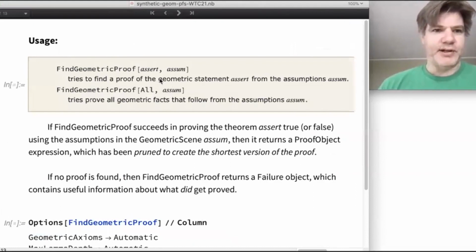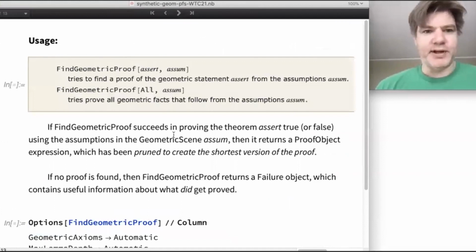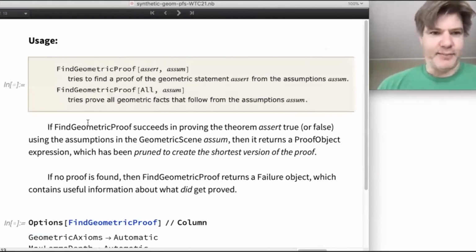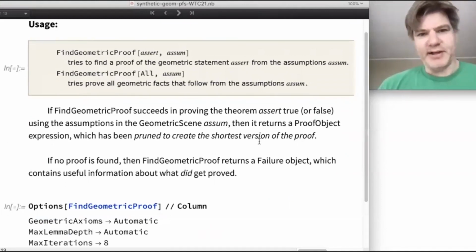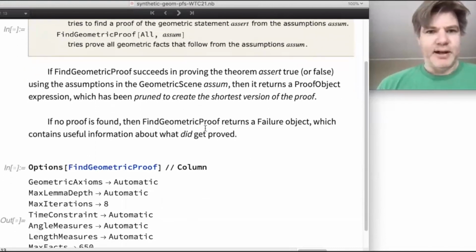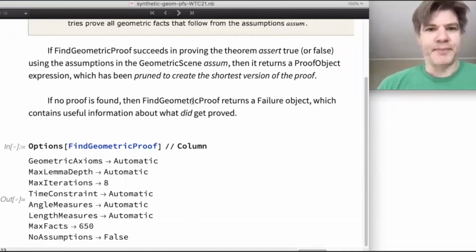There are 2 usages. You can put the assertion you want to prove in the first argument, and you can also use All, which proves all things it can up until the time limit or other limits. It produces a proof object if it manages to prove the assertion, or if you put All in there, and it's pruned to create the shortest possible proof of the desired object. So things which were found but which weren't used in the final proof get pruned away.